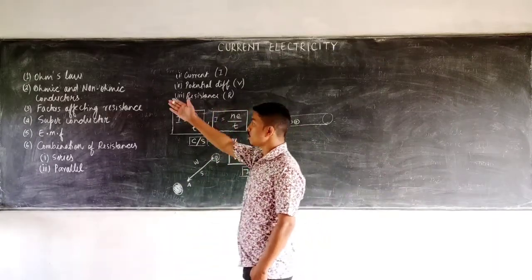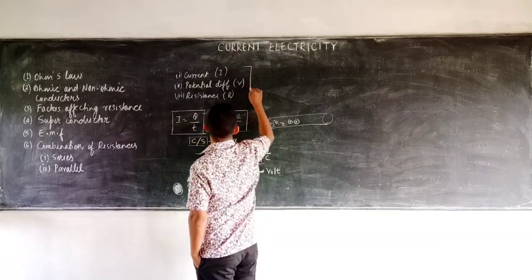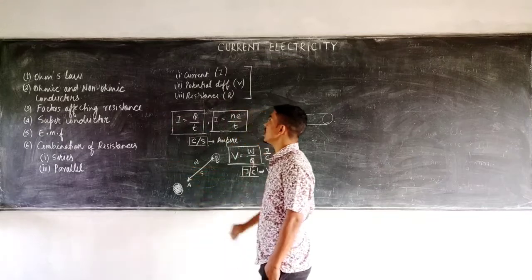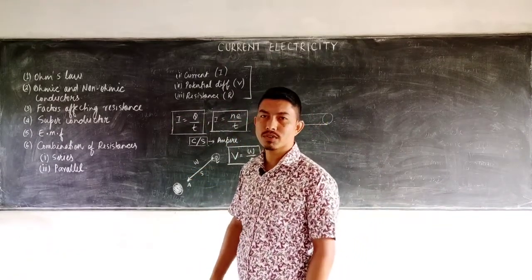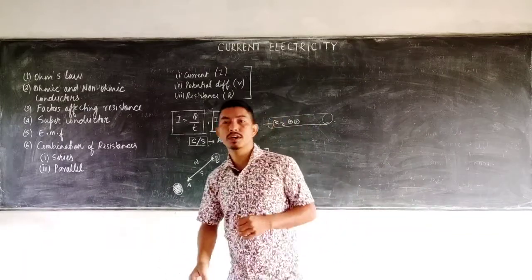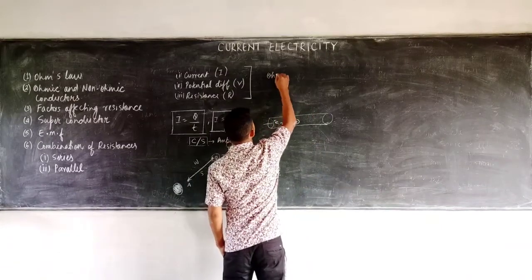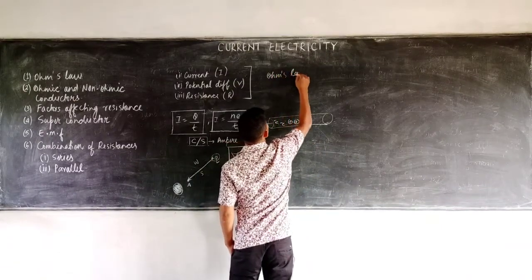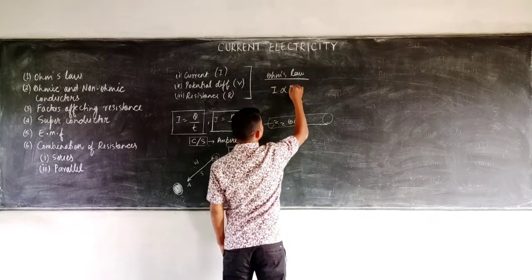Now coming to the topic Ohm's law. What is Ohm's law? Ohm's law relates these three together. Ohm's law states that the current flowing through a conductor is directly proportional to the potential difference. The higher the potential difference, the more current will flow. So Ohm's law says that the current flowing, that is I, is directly proportional to V.